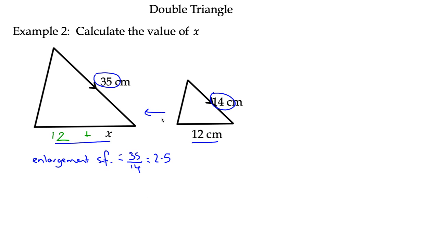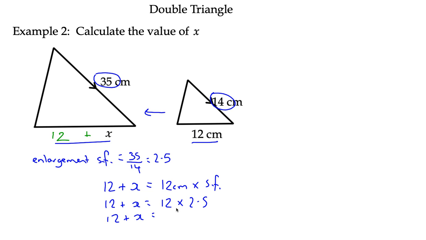What we normally say in this case, because it's an enlargement scale factor, is that if we multiply 12 by the scale factor, then we're going to get 12 plus x. So let's redo that. So the side that's got x in it is 12 plus x. And in order to get that, we would take our 12 centimeters and we'd multiply it by the scale factor. So in other words, 12 plus x is 12 multiplied by 2.5. 12 plus x is equal to, well, 2.5 times 12 is 30.